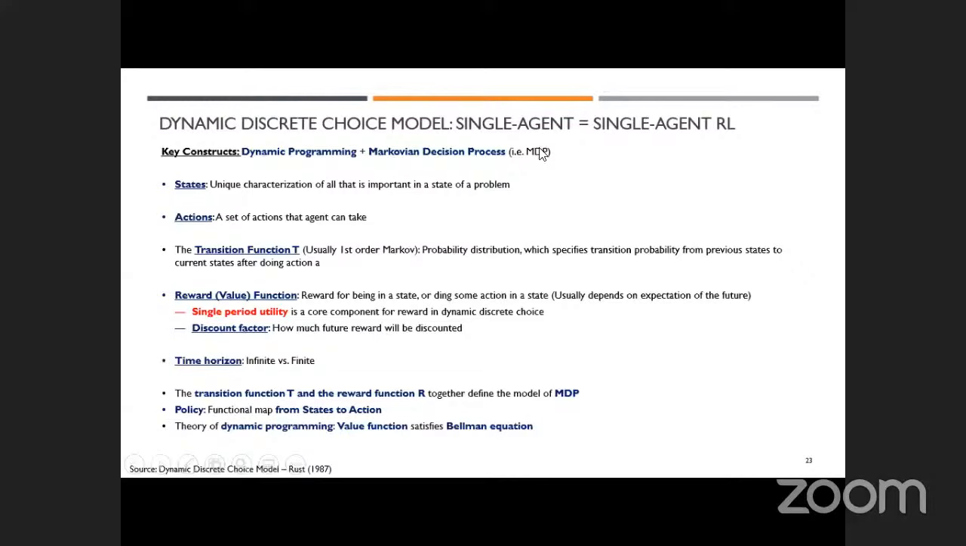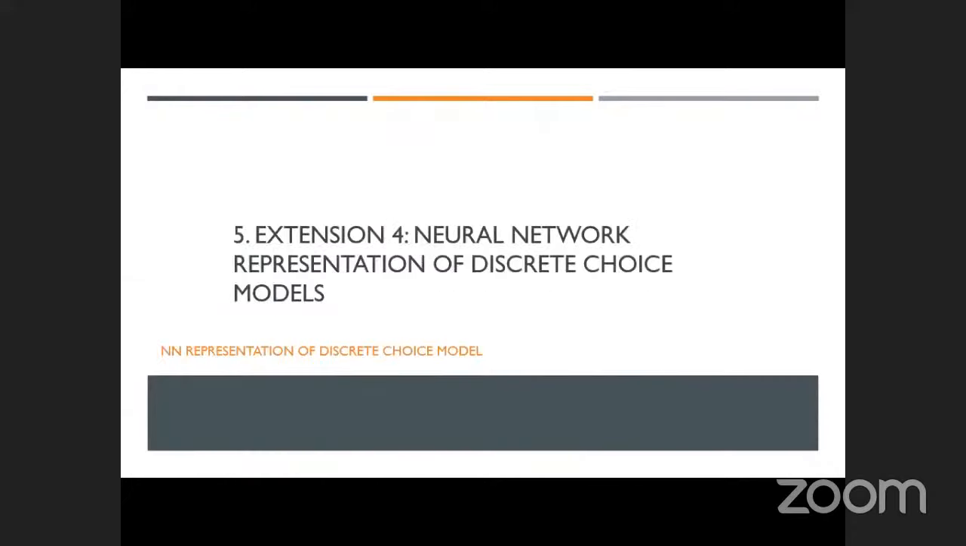So this is also applicable when future periods affect current decisions, right? Whenever your problem calls for that kind of structure, then you have to use the dynamic version of the discrete choice model rather than the static version.